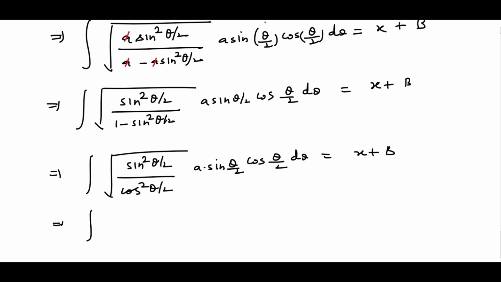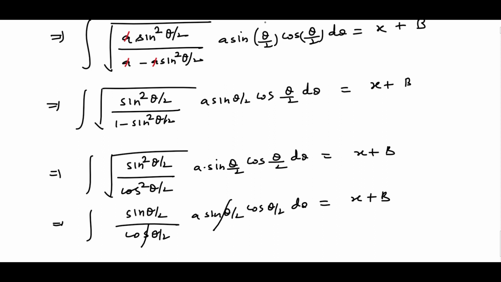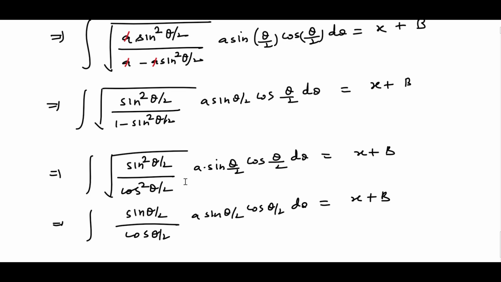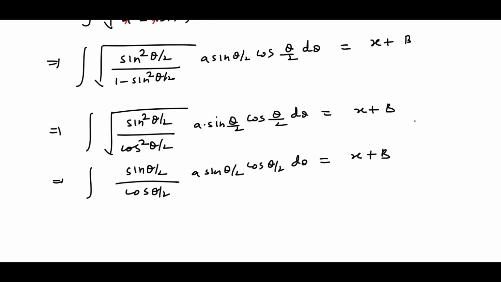So we can take sin theta cos theta from the root as a common, that is sin theta by 2 over cos theta by 2, a sin theta by 2 cos theta by 2 d theta is equal to x plus B. This part gets canceled out. Here cos theta by 2 and cos theta by 2 get canceled out, and it will become a times the integration of sin square theta by 2 d theta is equal to x plus B.